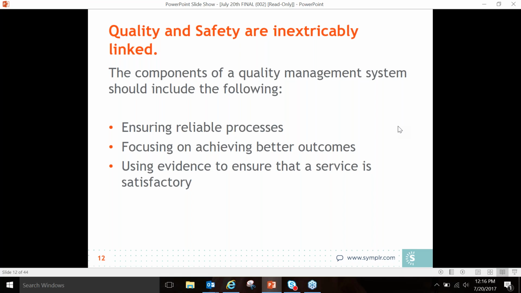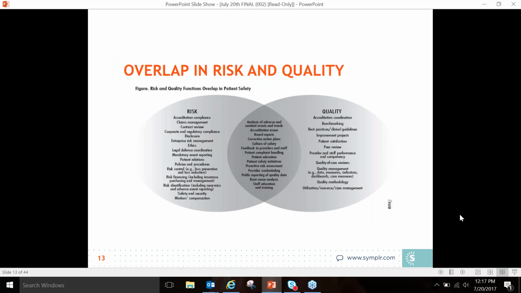So we know what our policies and procedures are. We know what we're supposed to be doing. We know what we're supposed to be following. But how are we constantly achieving better outcomes with that? And then using that evidence that we can gather to ensure that a service is satisfactory. So again, we need to be able to demonstrate that we're doing these things. And sometimes that's a little difficult when you have 4 or 5 or 6 disparate systems and everybody's trying to gather data from somewhere. And a lot of times that's a very manual paper type of process. So we're with you. We feel your pain.